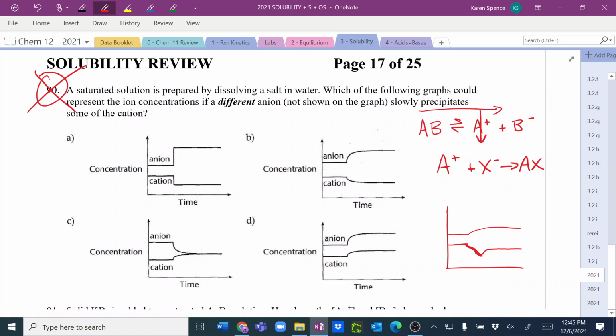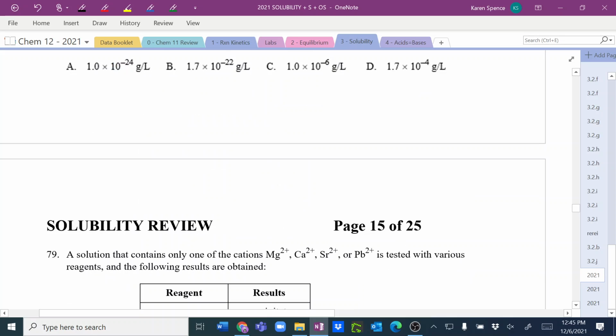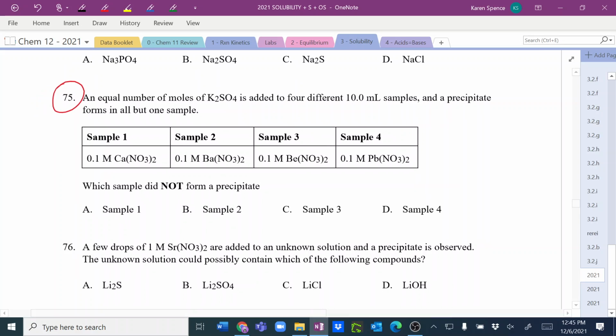All right, working backwards, number 75. An equal number of moles of K2SO4 is added to 4 different 10 milliliter samples, and a precipitate forms in all but one of the samples. Which sample did not form a precipitate? So I need something that is not going to precipitate with SO4 2 minus.